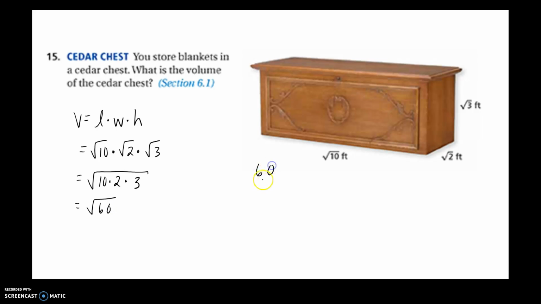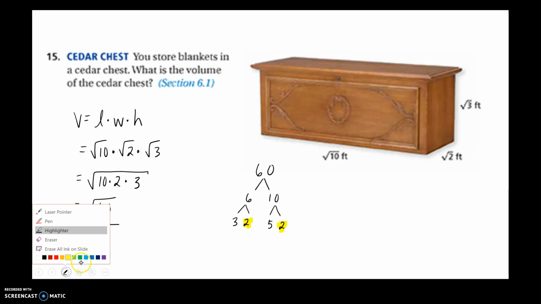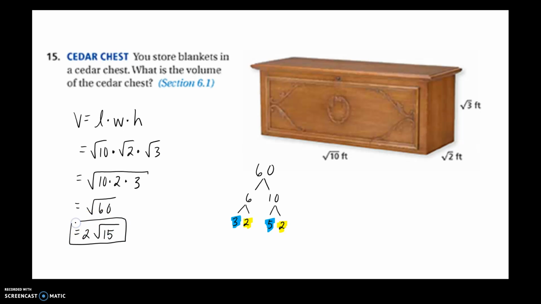Okay, gotta simplify that radical. So I get 6 and 10. 10 gives me 5 and 2, and 5 and 2 are prime numbers. 6 gives me 3 and 2, both of which are prime. So now let's see what goes underneath. Notice you have a pair of 2's. They're the same. Whenever you have a pair, a 2 comes out front. And then what remains? You have to make sure that you're multiplying by whatever stays, whatever doesn't have a pair. So what remains? 3 times 5. So 15 goes underneath the square root, and 2 root 15 would be my answer.